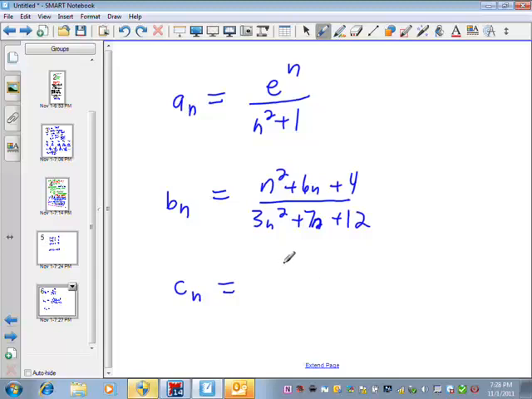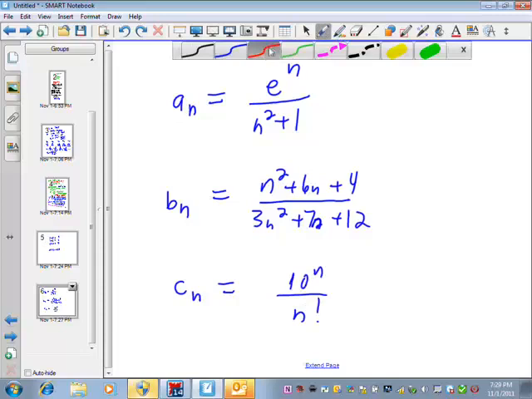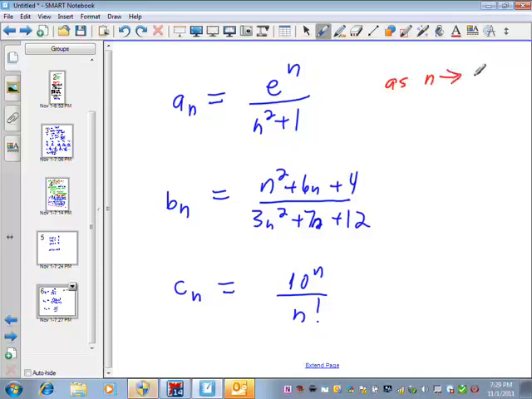It's true. C sub n equal to, let's do this one, 10 to the n over n factorial. My question, of course, is what happens as n goes to infinity? So what happens? So e to the n, the exponential, goes to infinity. N squared plus 1 goes to infinity. The ratio is indeterminate, that's right. How do we resolve that?